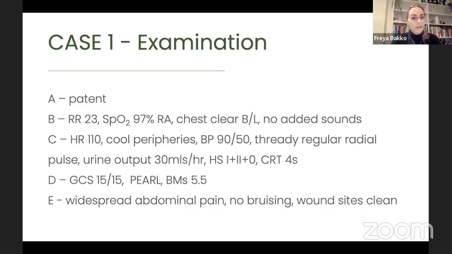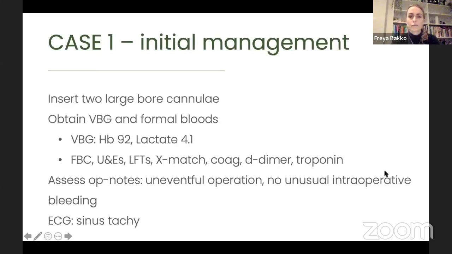D, she's GCS 15, her pupils are equal and reactive bilaterally, and her BMs are normal. And you do a quick abdominal examination, and she has widespread abdominal pain, but no bruising as far as you can see, and her wound sites appear clean with no bleeding. So your initial management: this is a post-operative patient, only 5 hours after surgery, and she's already hypotensive. So some alarm bells should start ringing here, and you should start managing the patient as a surgical emergency.